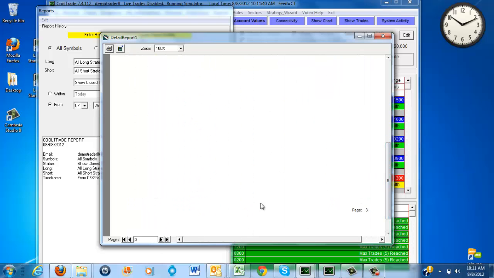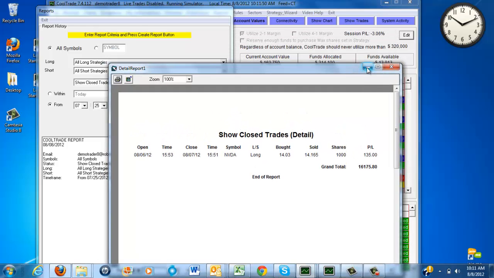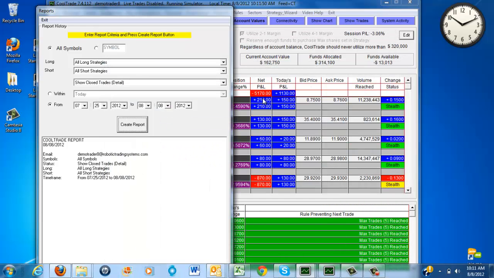We are now on page 3, for a grand total of $16,175 in gross profit taken. Now if we want to calculate our net number, we take the 16,000 and subtract the 5,170, and if we were to liquidate everything today, we'd be up about 11,000.